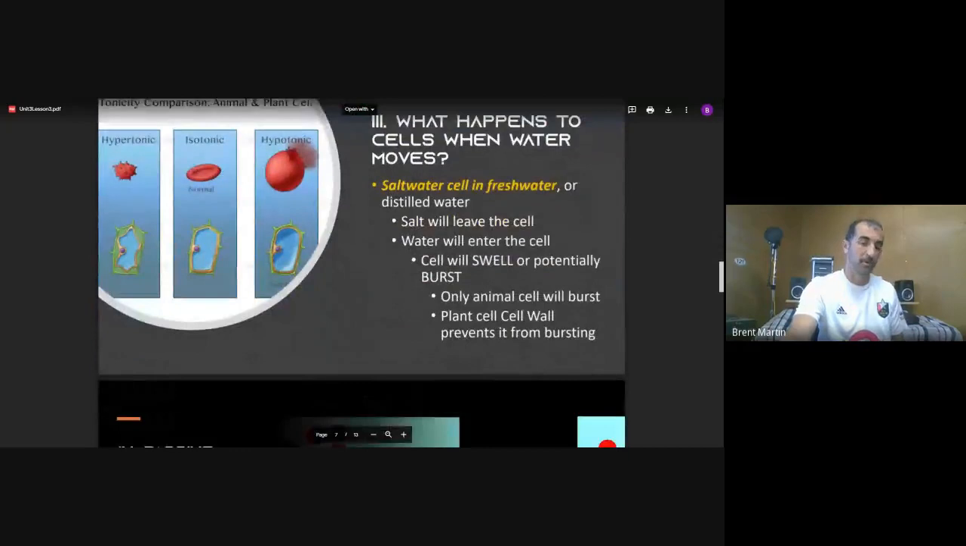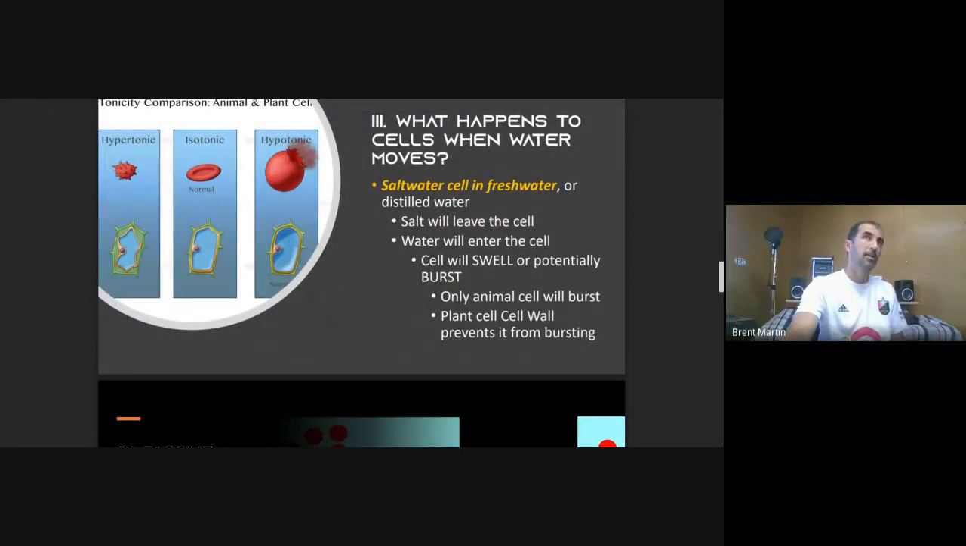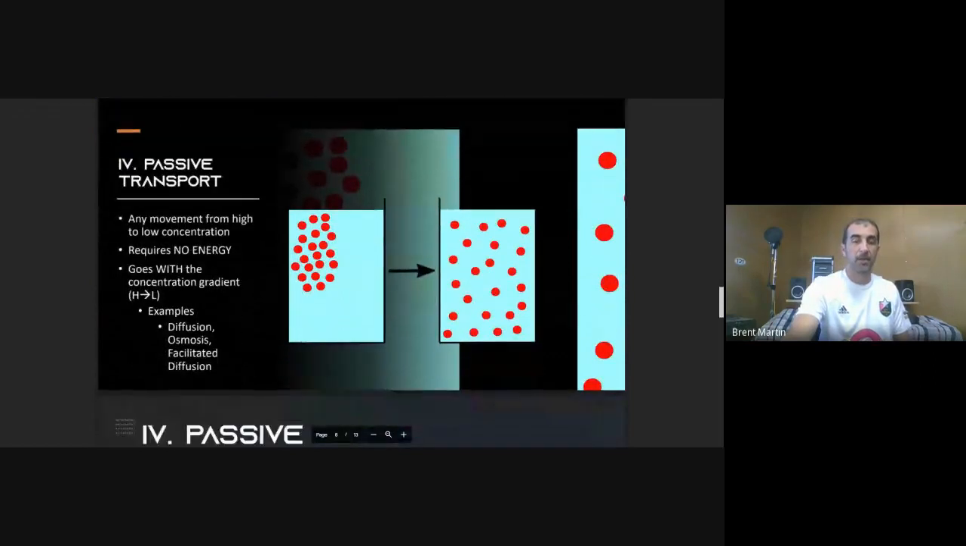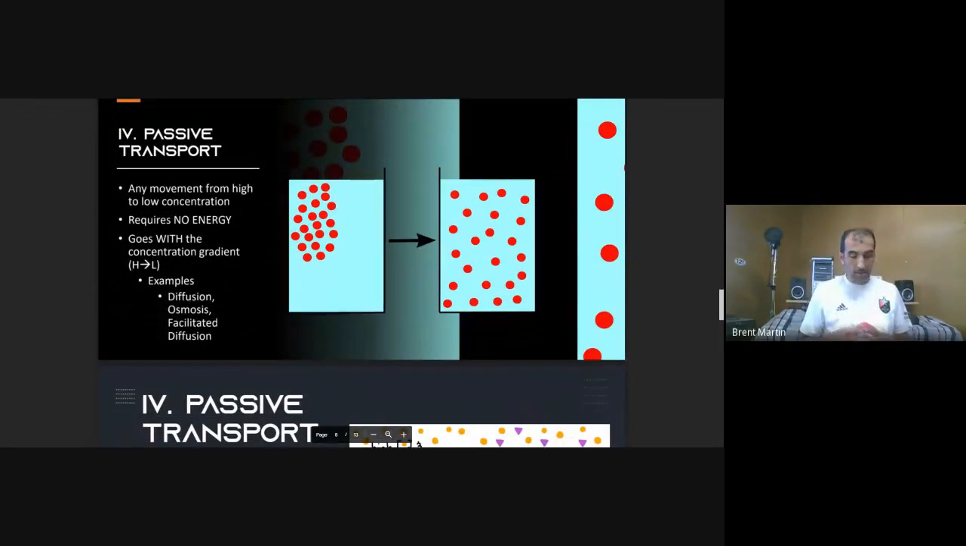All right, so you got putting a fresh water in salt water and then a salt water in fresh water. All right, two different situations there. Now, to categorize all of these types of transport is either passive or active, okay? Passive transport is defined by three things. One, it moves anything from high to low concentration. It requires no energy or no ATP, and it goes with the concentration gradient, which means it's just simply going from high concentration to low concentration.